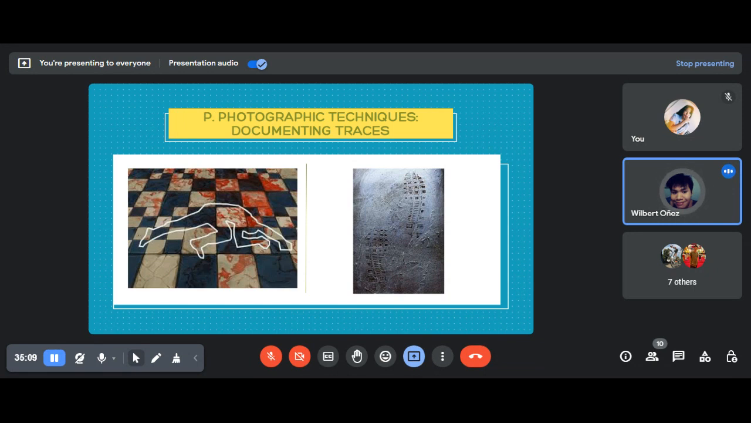Photographic techniques and documenting traces. In the previous section, several approaches have been described for detecting traces at crime scenes. At a crime scene, documentation is as important as finding traces because most often the information related to the item depends on their location or on their relationship with other objects at the crime scene.